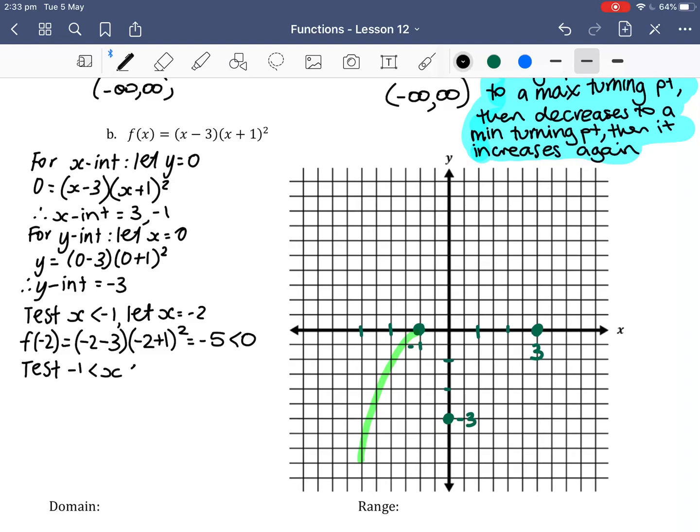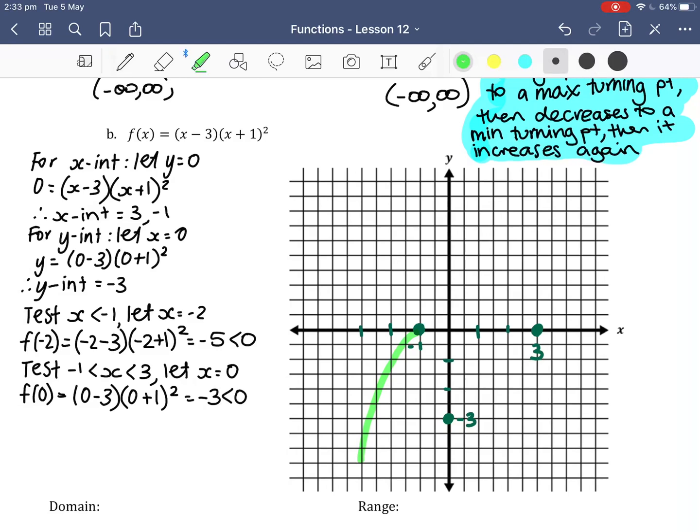So we test between -1 and 3. So let's let x equal 0. So when we let x equal 0, we get 0 minus 3, bracket, 0 plus 1 all squared, and we know that equals -3, which is less than 0. So this means that our graph is going to stay below the x-axis. So far our graph is going like this.